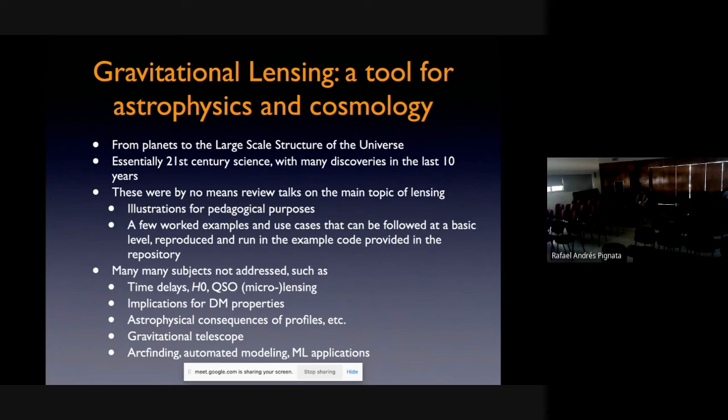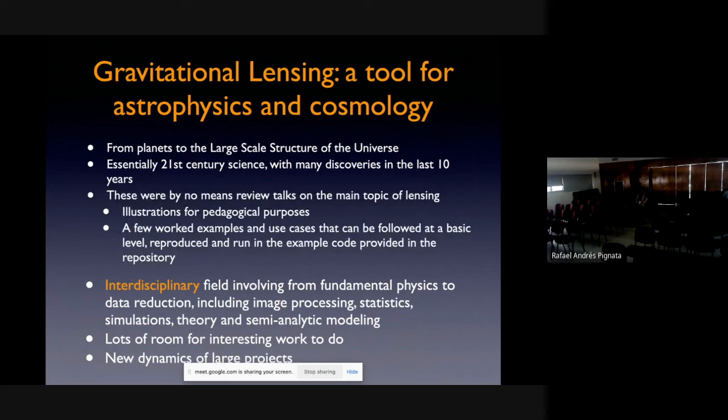But what I would like to stress is that this is a really interdisciplinary field, which involves, from fundamental physics, as we discussed today about dark matter models and so on, to data reduction, processing, a lot of statistics, simulations, theory, semi-analytic models. So there is really room for all kinds of interests, of all kinds of skills, a lot of work is needed so that we take profit of the data that's currently available and especially upcoming now.